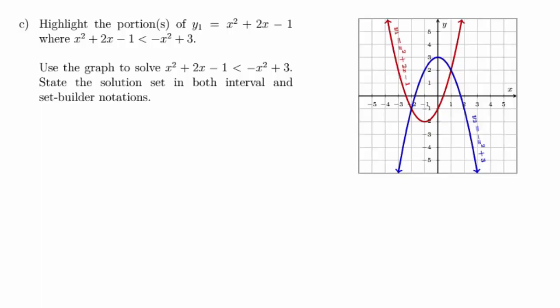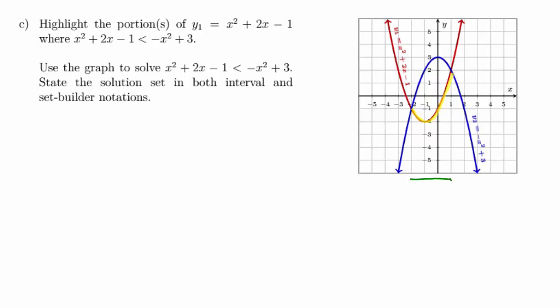So we're going to highlight the portion where y1, equal to x squared plus 2x minus 1, is less than negative x squared plus 3. And so I'll highlight this portion of that red curve. And then down below, I can see that from negative 2 to 1 is where it occurs. And I'm going to transcribe this down below that grid.